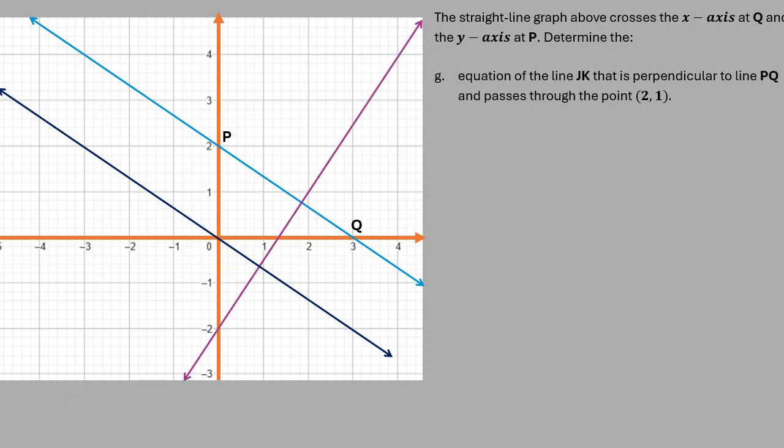this perpendicular line. But before we go there, let's look at the question. Determine the equation of the line JK. So here I have this new line. We know this is line ST, right? So we're not dealing with the line ST anymore. We're looking at this new line JK that is perpendicular, in other words, cuts line PQ at 90 degrees. And it passes through the point 2, 1.